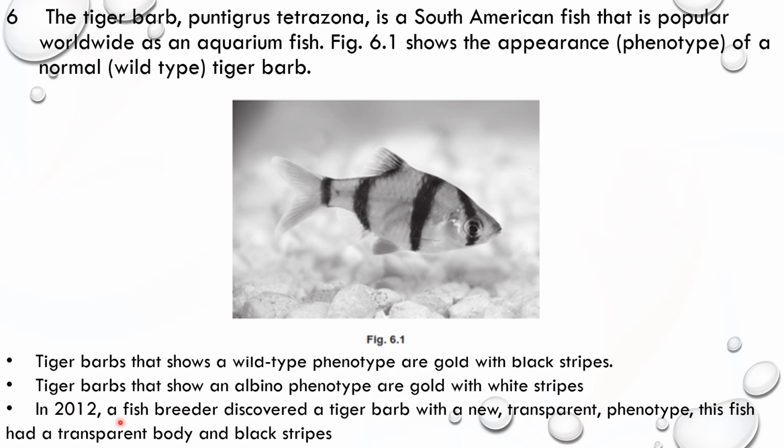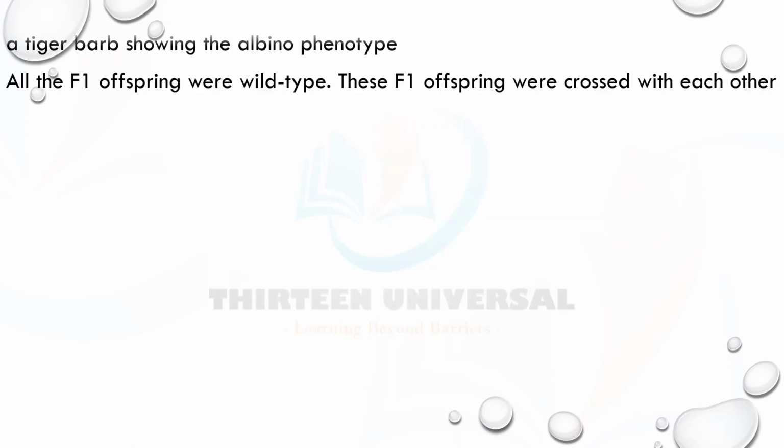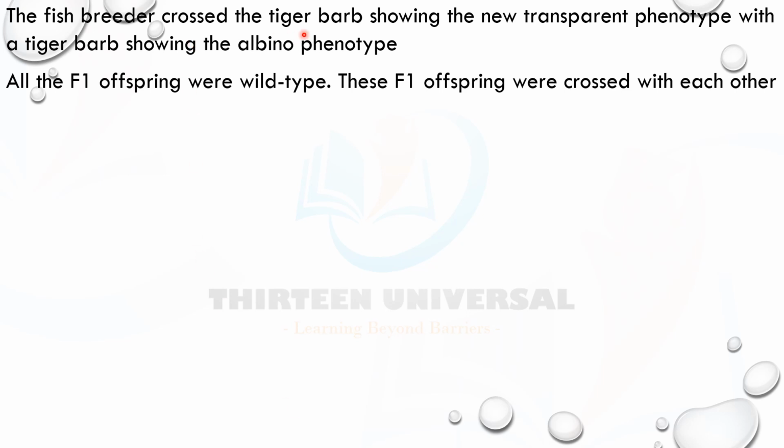In 2012, a fish breeder discovered a tiger barb with a new transparent phenotype. Now this has transparent phenotype, not gold. This fish had a transparent body and black stripe. So it must have come from the wild type. The fish breeder crossed the tiger barb showing the new transparent phenotype with a tiger barb showing the albino phenotype. All F1 offspring were wild type. Wow, wild type is dominant. These F1 offspring were crossed with each other.